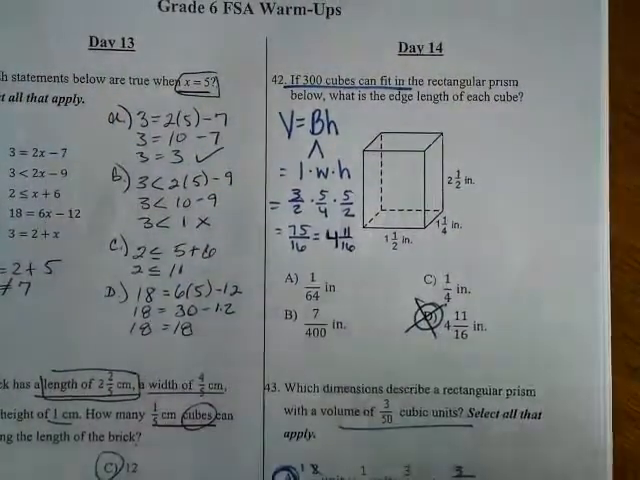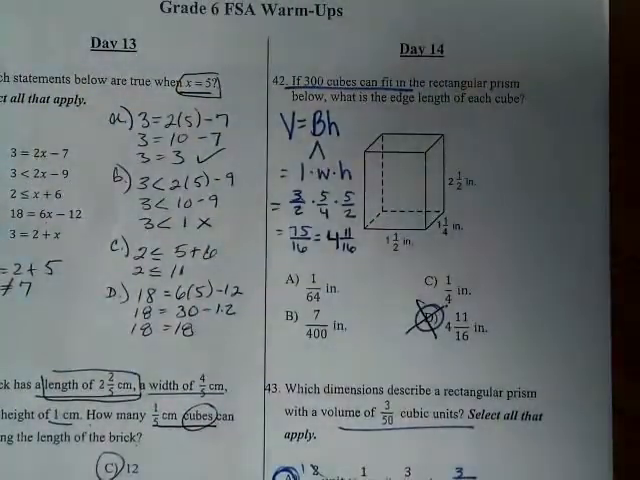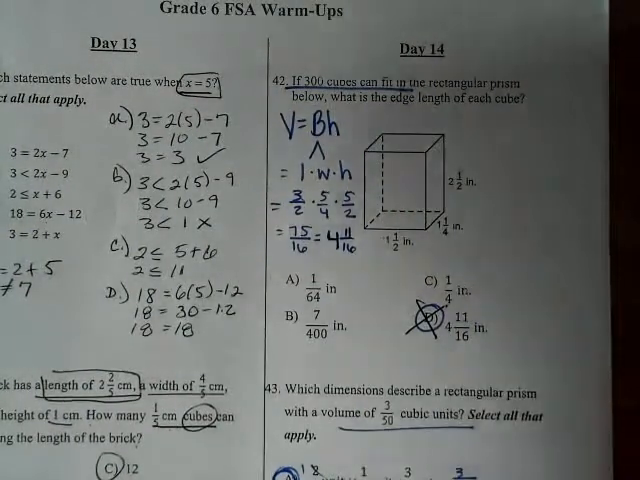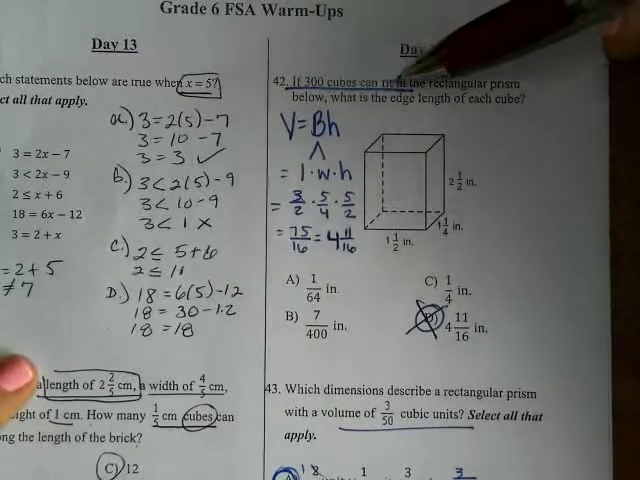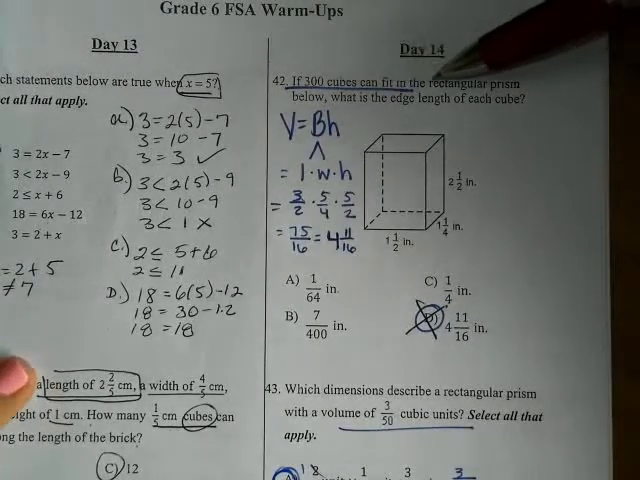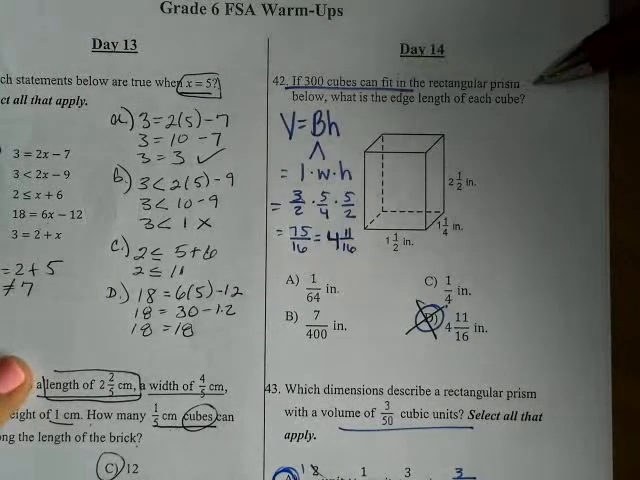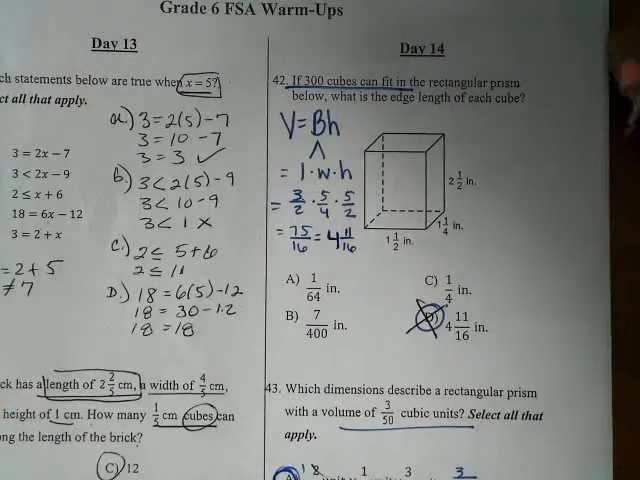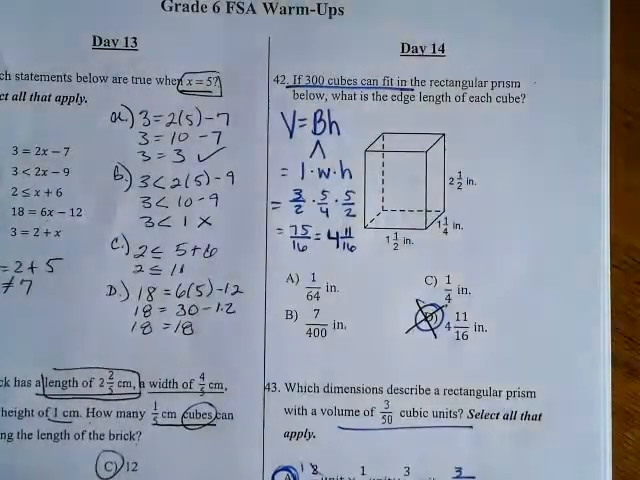This is not the correct answer, so let's make sure we work this out correctly. First, they said 300 cubes can fit in a rectangular prism. What is the edge length of each cube? Remember, a cube is the same size across the board.